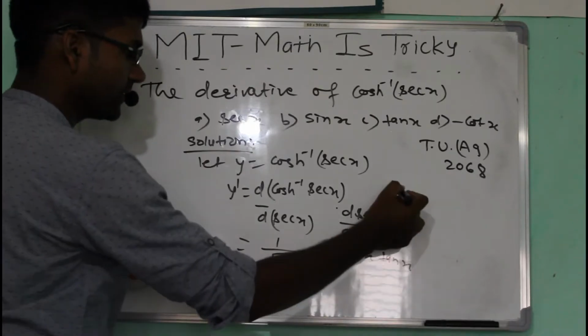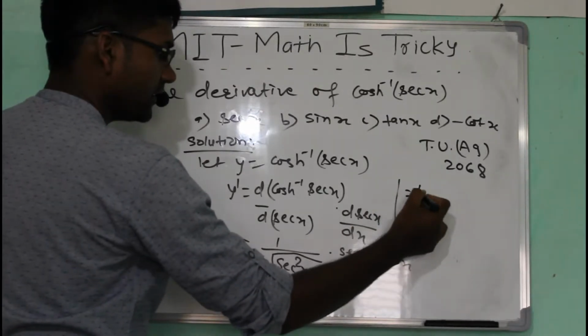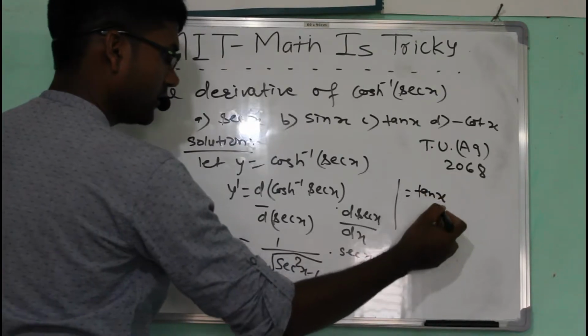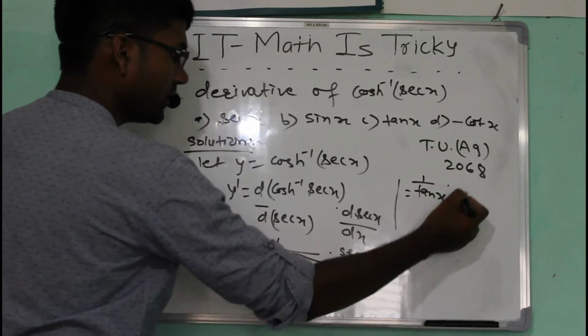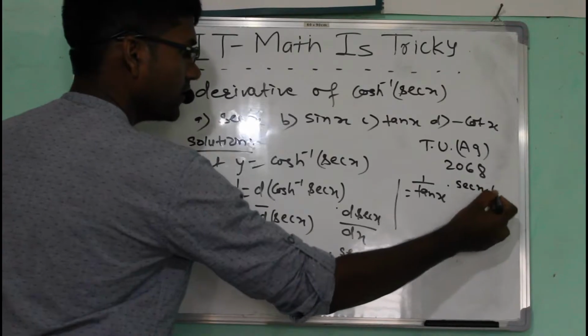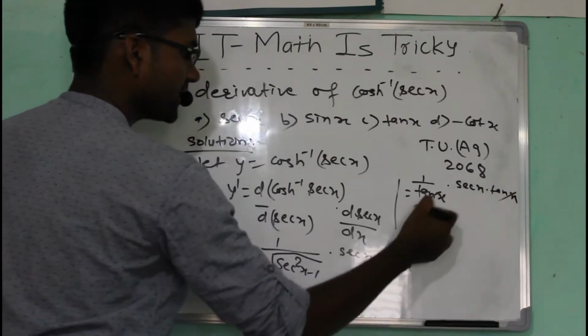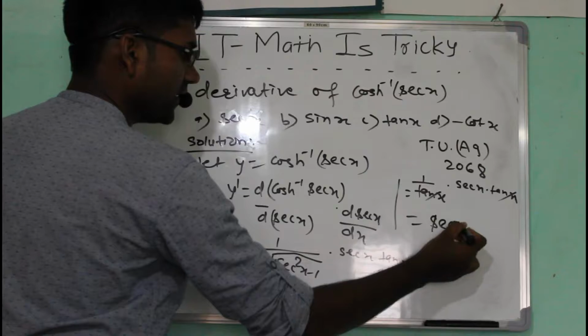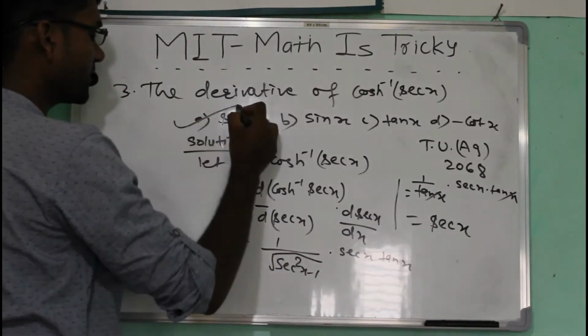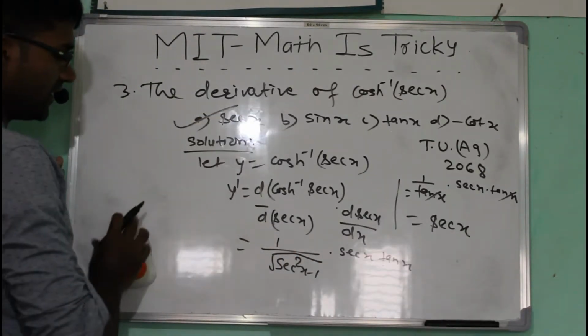So you can write here 1 by tan x into sec x into tan x. So tan x cancels, and the answer will be sec x. So which one is our correct answer? Option A. Sec x is your answer.